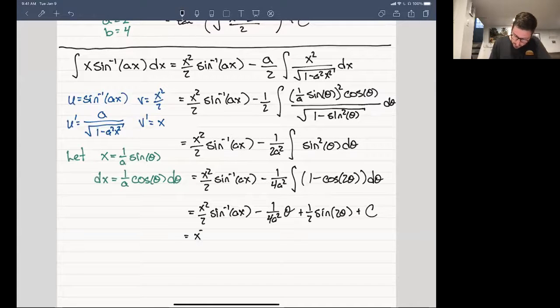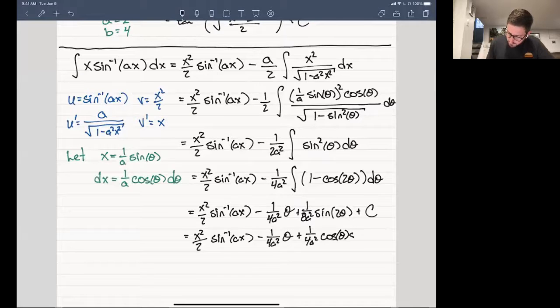So this gives me x squared over 2 sine inverse ax, so that never changed, minus 1 over 4a squared theta. We'll substitute that in a moment. And then, I'm sorry, I forgot to distribute, this should be 1 over 8a squared, pardon me. The 1/2 was already there, and then the 4a squared from the integral. But please excuse me on that one, everyone. And then plus, now 1 over 4a squared cos theta sine theta. And that is from the fact that sine of 2 theta is equal to 2 cos theta sine theta.